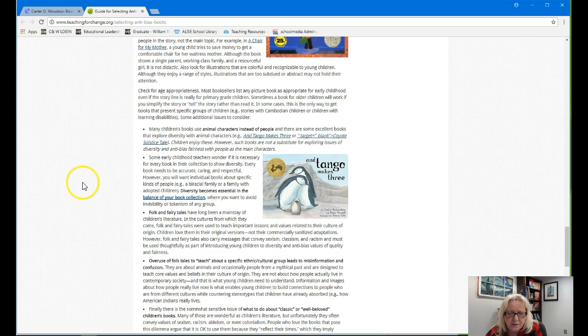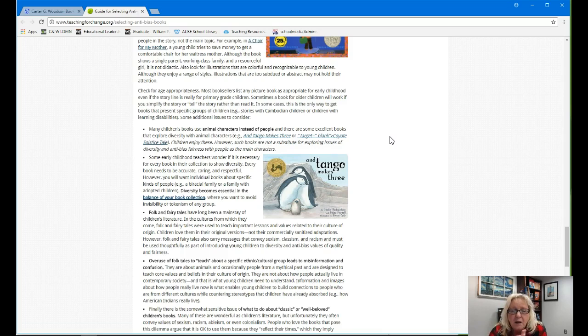Here's And Tango Makes Three, which I'll mention now. Even though And Tango Makes Three was a story about two male penguins in the Bronx or Brooklyn Zoo, I'm not sure, Bronx Zoo, I guess, who were nesting together. The zookeeper saw that they were nesting together, and they brought an egg over, and they were nesting with the egg. So the zookeepers had an egg from a penguin couple that had been abandoned, so they brought the egg over and had these two male penguins hatch the egg.